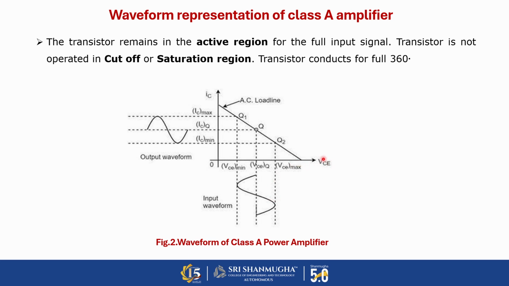So voltage is represented as VCE. Similarly, the collector to emitter voltage increases to VCE maximum and decreases to VCE minimum. So this is our output waveform and this is our input waveform. IC is nothing but collector current. So we are getting the same full entire cycle for the class A power amplifier.